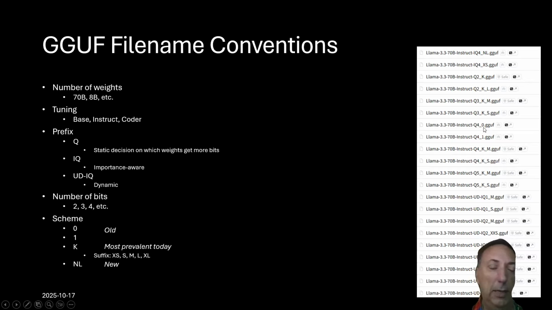So 0 is the base, straightforward, same number of bits per weight everywhere. 1 is a slightly modified version of that. So 0 and 1 are the old formats. K is the current format. And within K, you have these t-shirt sizes about how often the weights will expand beyond the base. So a Q4K medium is going to have more 5 and 6-bit weights, for example, than a small, even though the base number of bits per weight is 4.